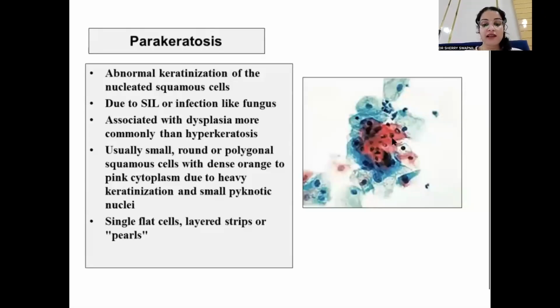Back to the same point: if the nuclear contour, the nuclear size, the chromatin distribution, the NC ratio, everything is normal, and you are seeing infection, it could be associated with trichomonal infection or candida infection, then we can consider it a benign change. But if the nuclear size is high, the chromatin is not evenly distributed, and the membrane is irregular, these are the features that should make us suspect atypical parakeratosis, which can be seen in ASCUS.